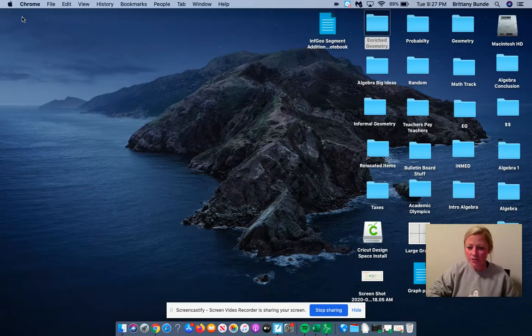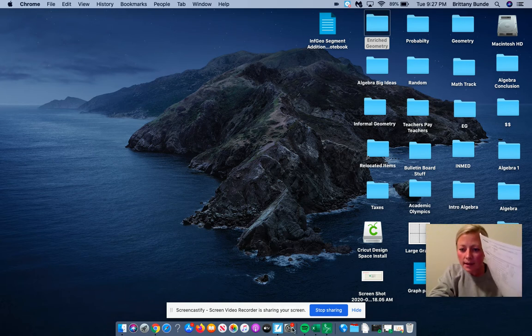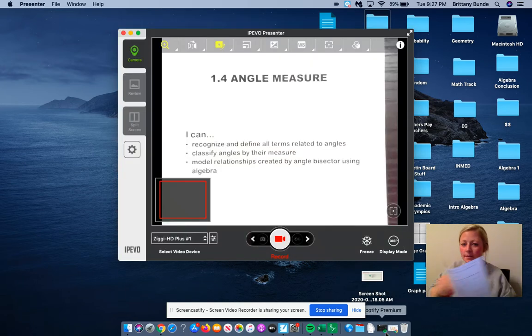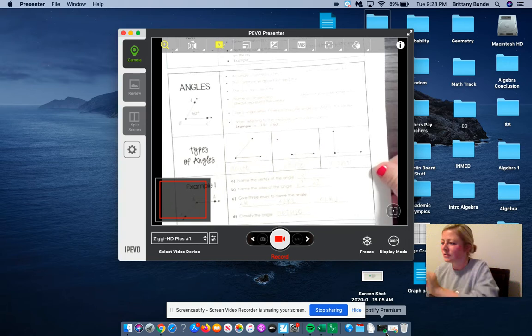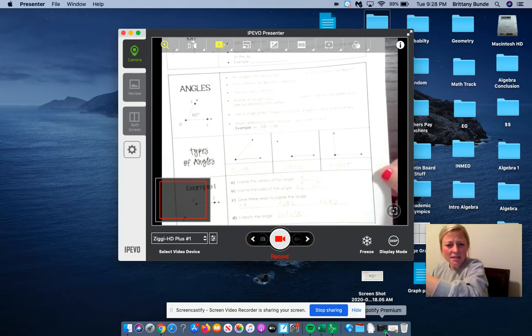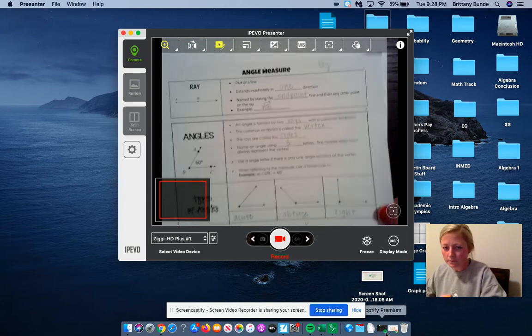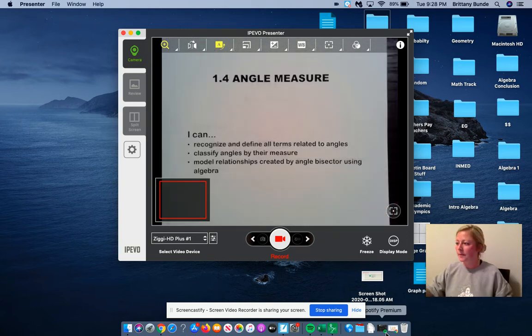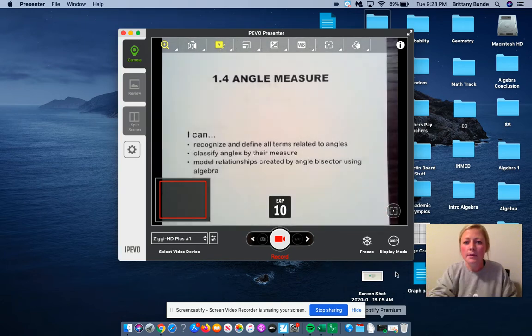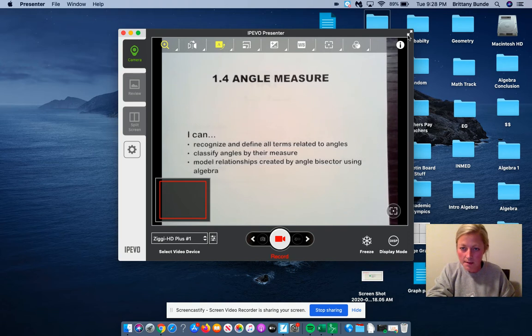Your notes should look something kind of like this page. Ooh, that's hard to see. Is this getting better, worse? There we go. Something like this, right? Angle measure on top.